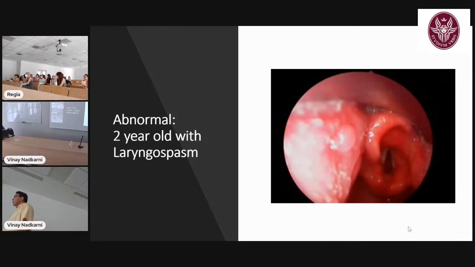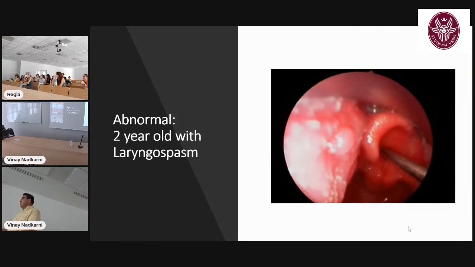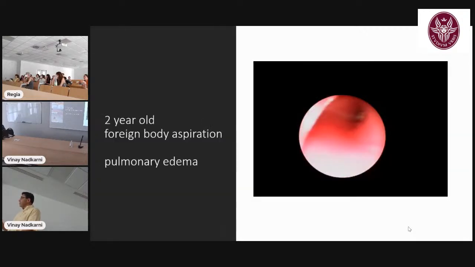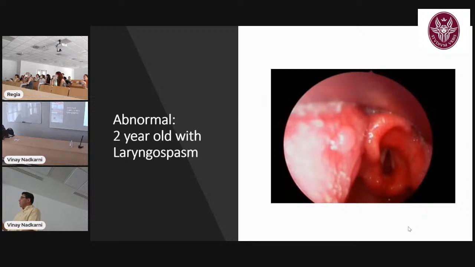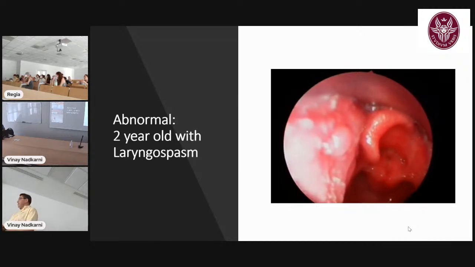How about this child? What I want you to see here, this is what happens if you try to suction or instrument the airway. Did you see that? I'm going to try to show it one more time. Let's see if it will go back. Okay, now watch when they put a suction catheter at the vocal cords. Here, they're getting ready to suction. Boom. That is what laryngospasm looks like.